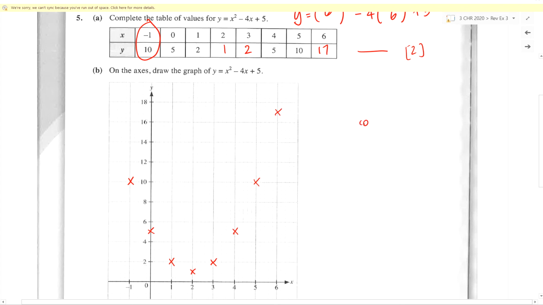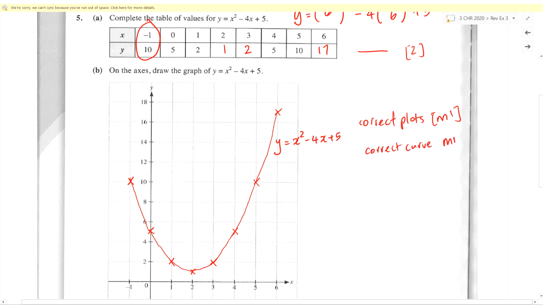This will give you 1 mark. I don't even need to see you join them. If you can plot all of them correctly, 1 mark already. Next is to join them together with a smooth curve. So this will take some practice. Label your graph: this is the graph of y equals x squared minus 4x plus 5. With this correct curve, you get 1 more mark. Quite a good deal, huh? This gives you 4 marks already.